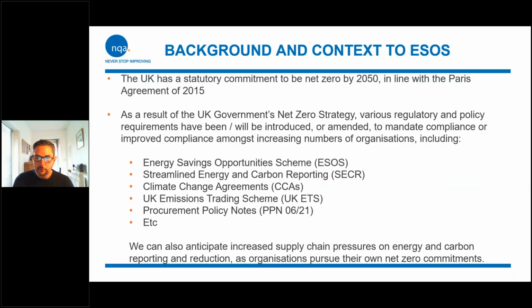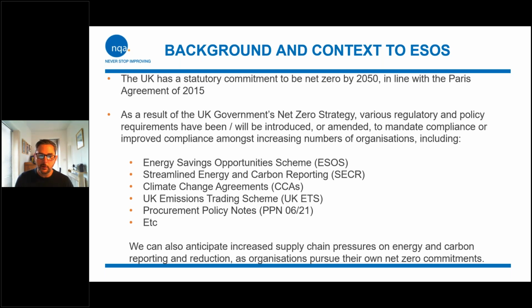So, a bit of background and context to ESOS first then. The UK actually has a statutory commitment to be net zero within national boundaries by 2050. The UK government established that originally via the Climate Change Act in 2008, and then amended it slightly to have the net zero commitment by 2050. Those changes took place in 2019, but all of that is in line with the Paris Agreement of 2015.